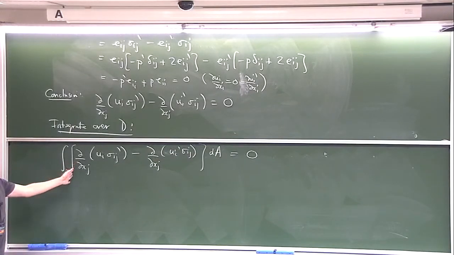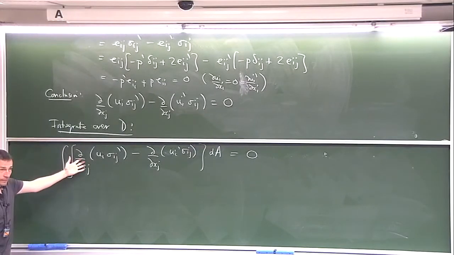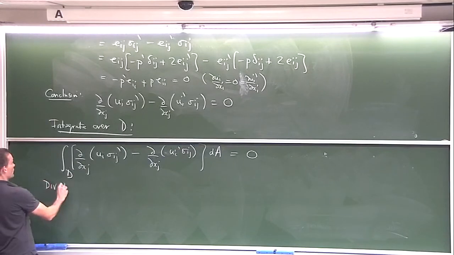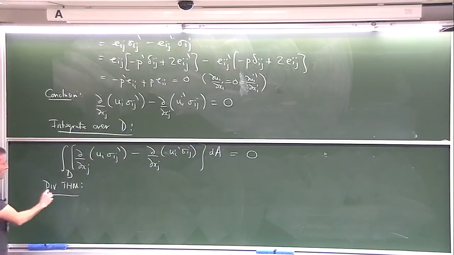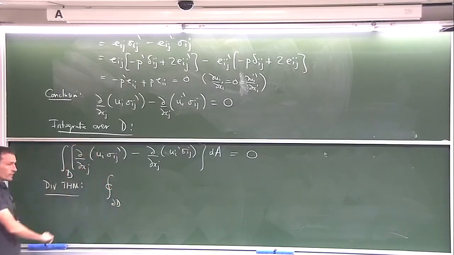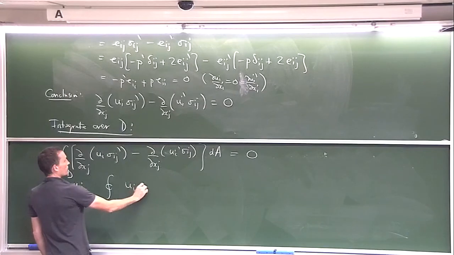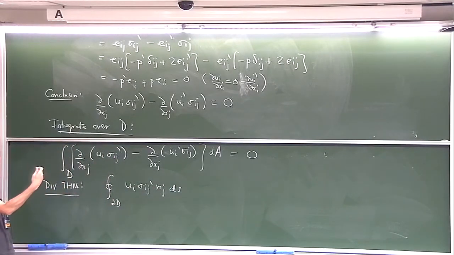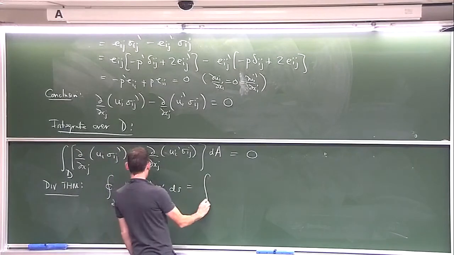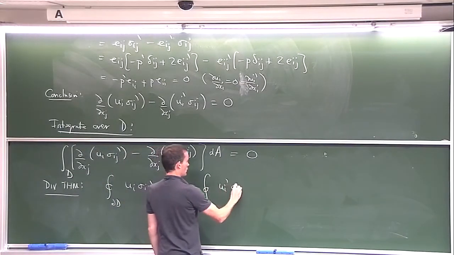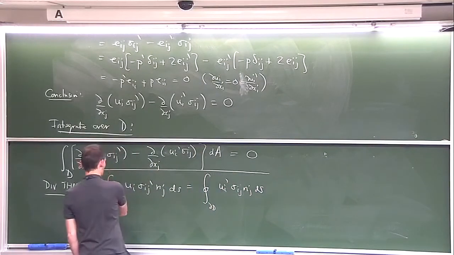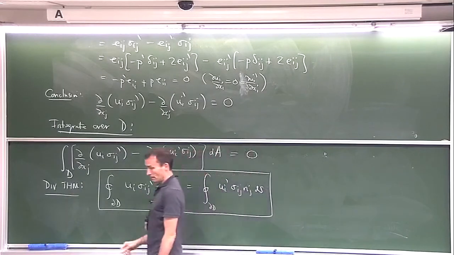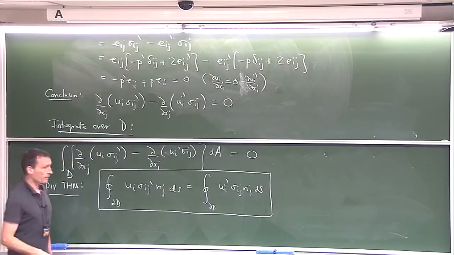What does everybody want to do to the left-hand side? You want to use the divergence theorem, because you've got the integral of a gradient. So by the divergence theorem, let's turn it to an integral around the boundary. This becomes an integral around the boundary of D of ui sigma ij prime nj ds, where ds is the little arc, for 2 dimensions, it's just the little arc element. And I'm going to move the other one over to the other side. And that's it. That's the statement of the reciprocal theorem.